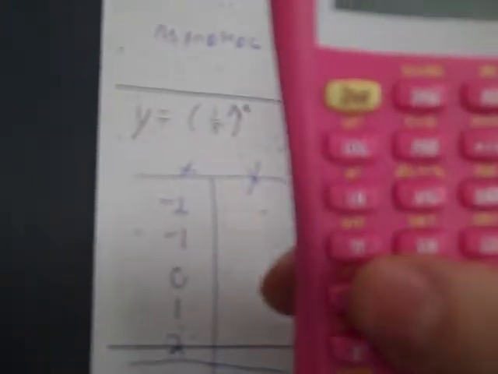Next problem. Now I know what I'm putting in and the order I'm putting it in. Once again, fraction base, you start with the negatives. And then your positives are used to find the asymptote. Parentheses 1/5, close it. Hit your power button, negative 2. That's 25, okay?